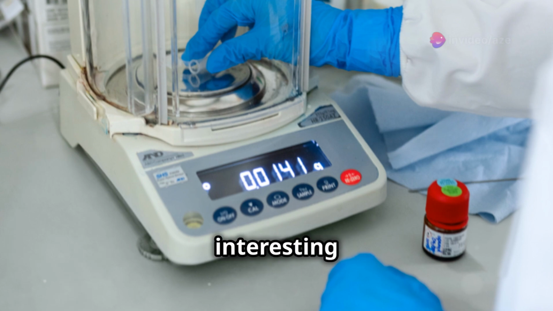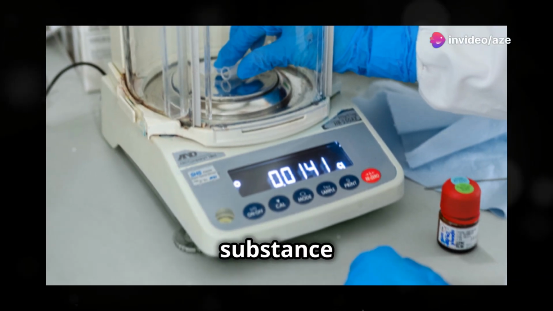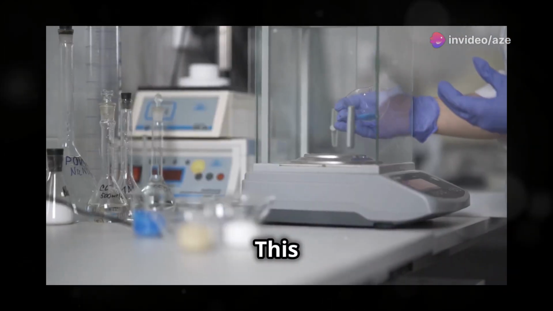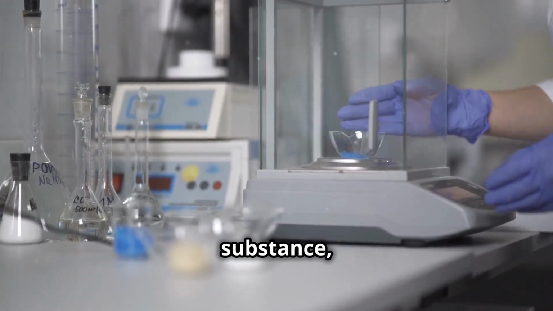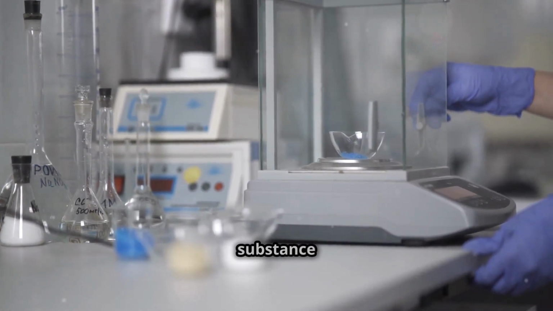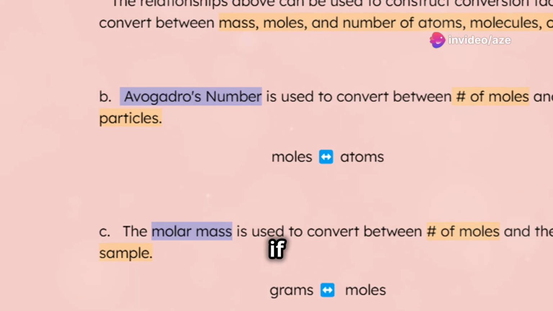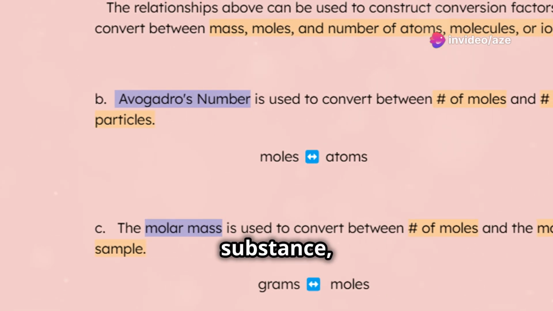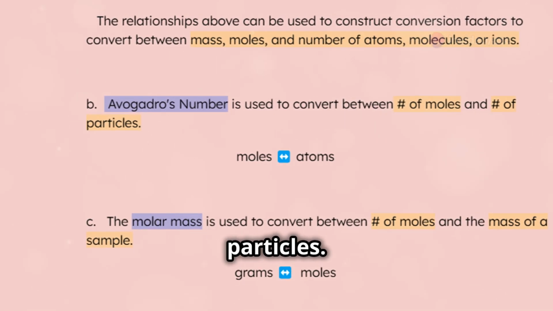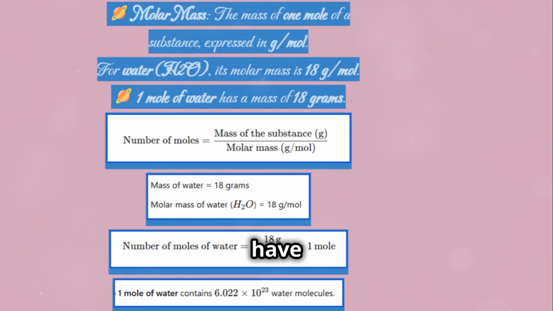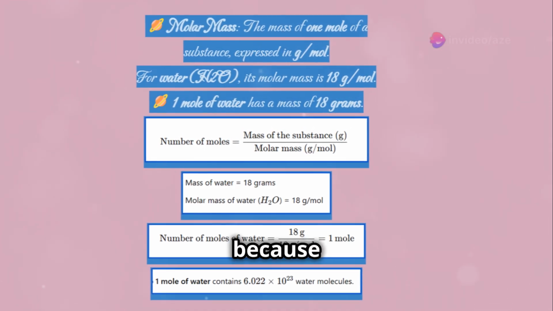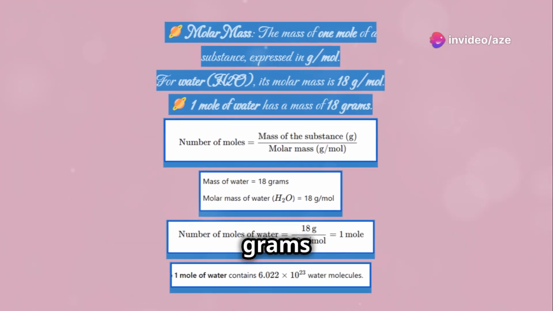And here's where it gets interesting. 1 mole of any substance has a mass equal to its molar mass in grams. This means that the molar mass of a substance, which you can find on the periodic table, tells you how much 1 mole of that substance weighs. That means if we know the molar mass of a substance, we can easily convert between mass, moles, and number of particles. For example, if you have 18 grams of water, you have 1 mole of water molecules, because the molar mass of water is 18 grams per mole.